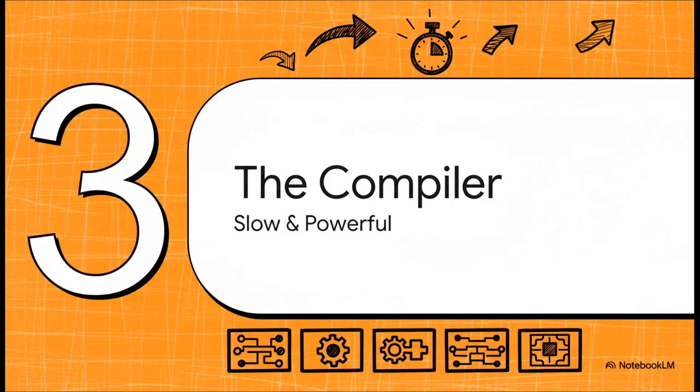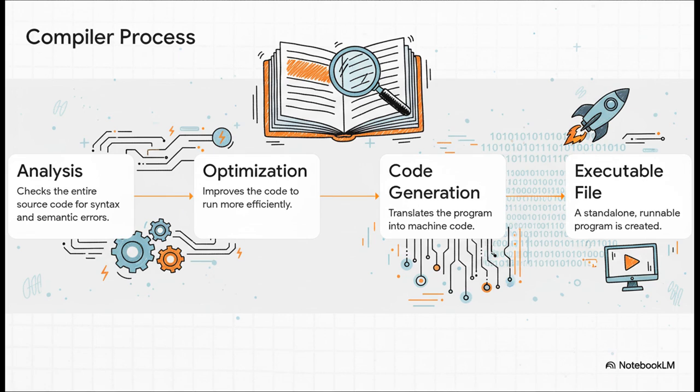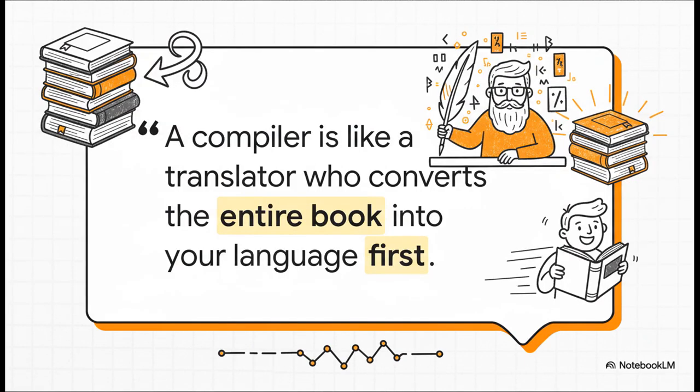All right, that's one way to do it. But now let's meet our second translator, the compiler. If the interpreter is fast and flexible, the compiler is methodical, it's powerful, and it is all about performance. Now, a compiler works completely differently. Instead of going line by line, it takes your entire program, the whole shebang, and puts it through this intense multi-step process. It analyzes everything. It optimizes the logic, and then only when it's all done, it spits out a completely separate, standalone file, what we call an executable.